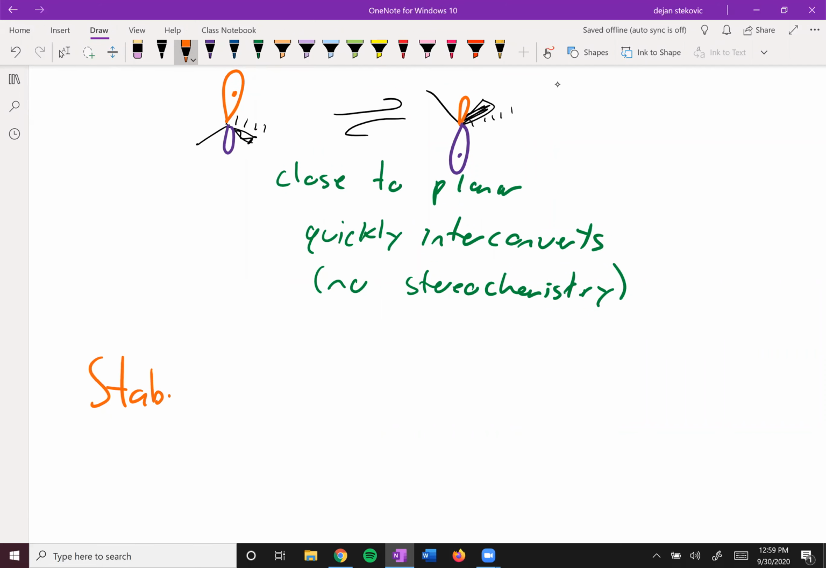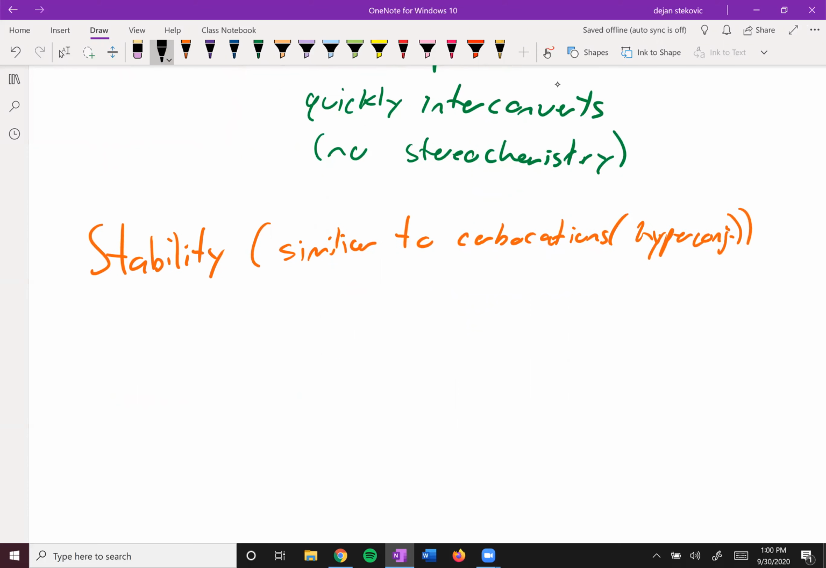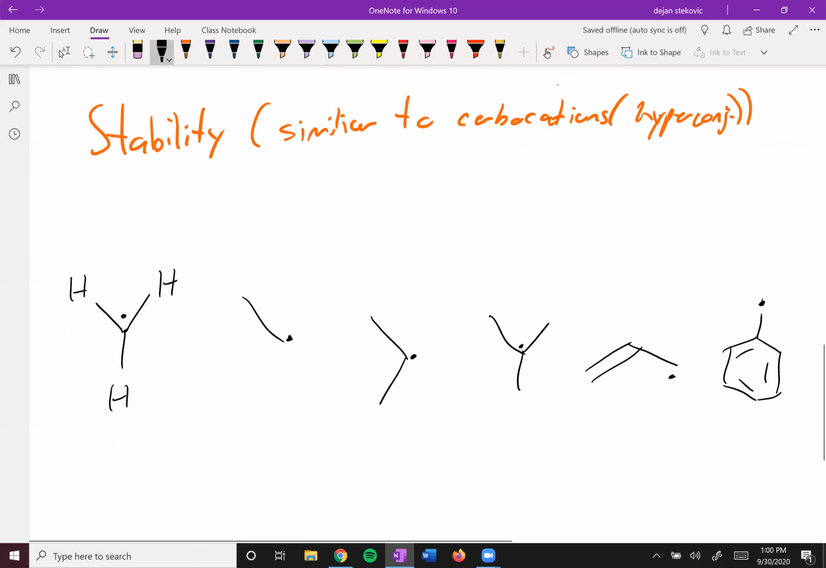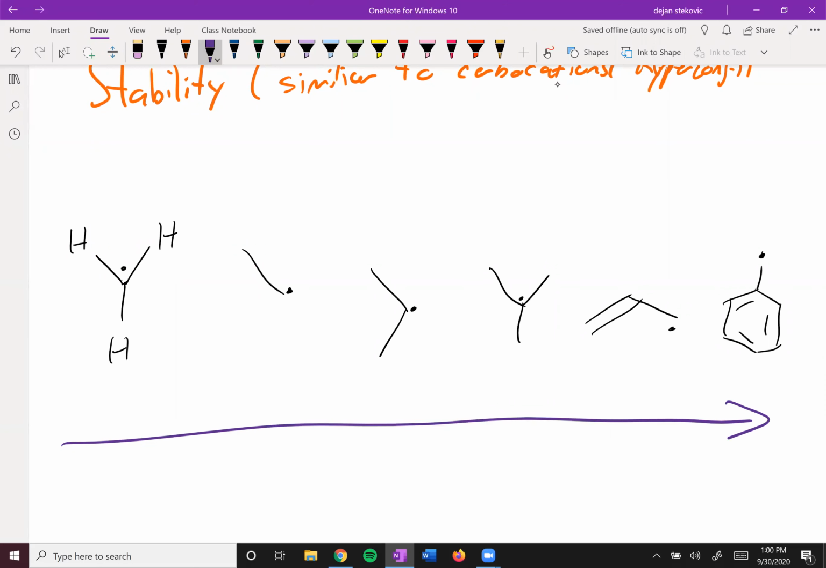In terms of stability, it's similar to carbocations due to the same reasons of hyperconjugation. And so a methyl radical is the worst, right? You won't really ever see that. Primary, also really bad. Secondary, a lot better. Tertiary, pretty good. And then actually allylic and benzylic radicals are even better than tertiary radicals. This isn't necessarily true for carbocations, but it is true for radicals. So when we go from the left to the right, we become more stable. And again, this is methyl, primary, secondary, tertiary, allylic, and benzylic.